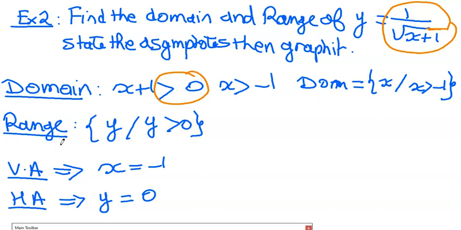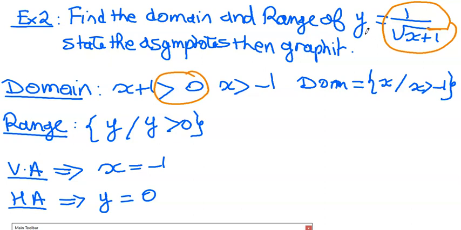How are we going to find the range? If I solve for x, I can say radical x plus 1 is equal to 1 over y. So what are the possible values of y? y is equal to 1 over radical x plus 1. 1 is positive, and radical x plus 1 is positive. So first, I'm sure that y is positive, bigger than 0.